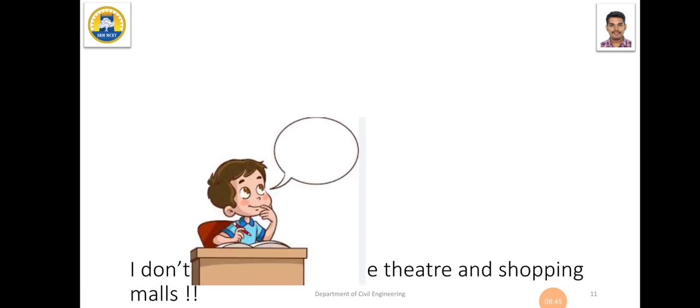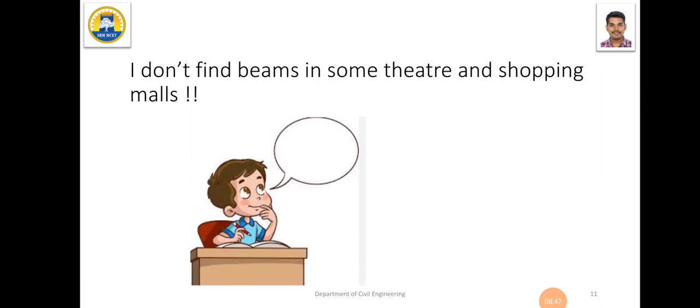And there is a question for you. I don't find beams in some theaters and shopping malls. Why is it? So this is the gateway for the next topic, that is flat slab. We call it a flat slab, where we don't have beams in between. So if you go to a theater or a shopping mall, you might not see these beams in between. So where is the beam there? How is the load transfer occurring? For that, you should refer to the topic on flat slabs.